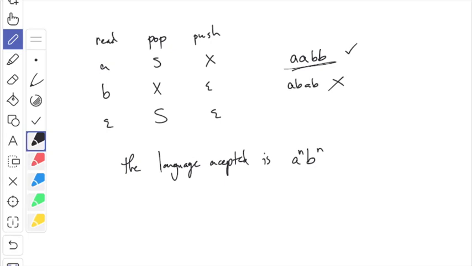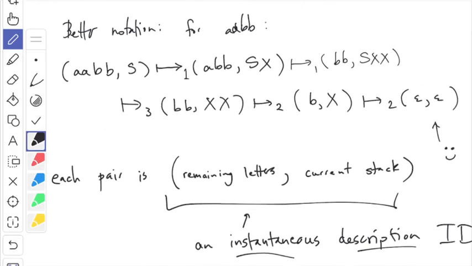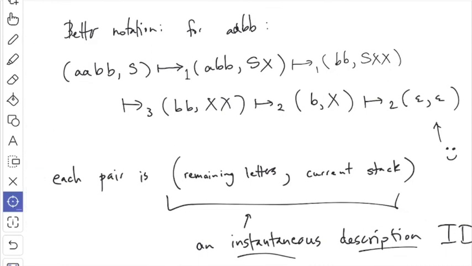Yeah, so actually, in this example, they must be the same number of A's and B's. Sorry, I wrote the rule wrong. It should be push SX right there. Yeah, in this case, you do need the A's and the B's to be the same number. The way that I would think of this is, look at these IDs. Check it out.